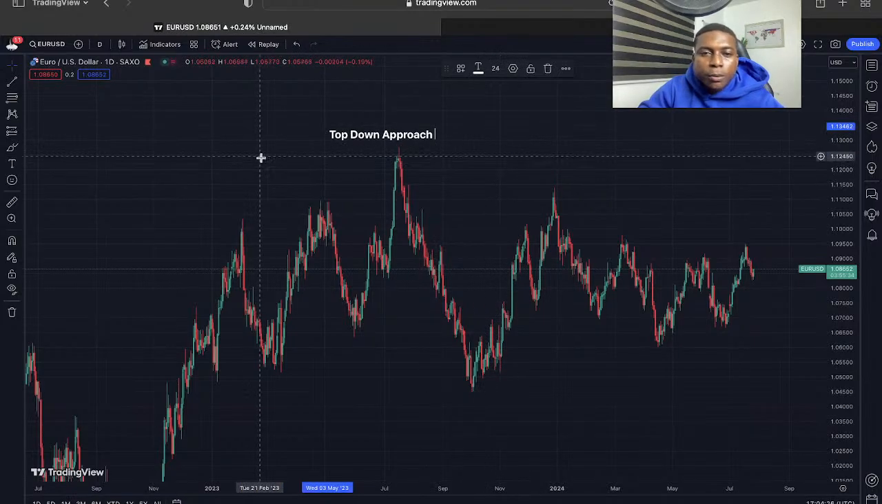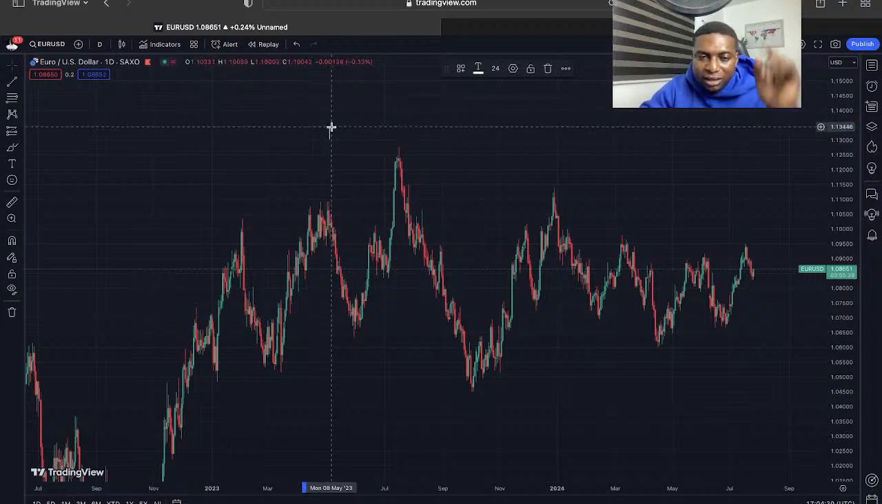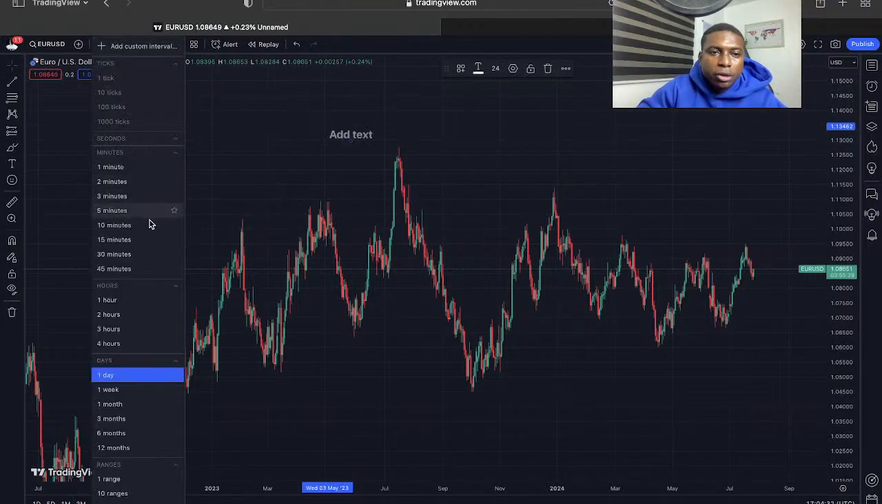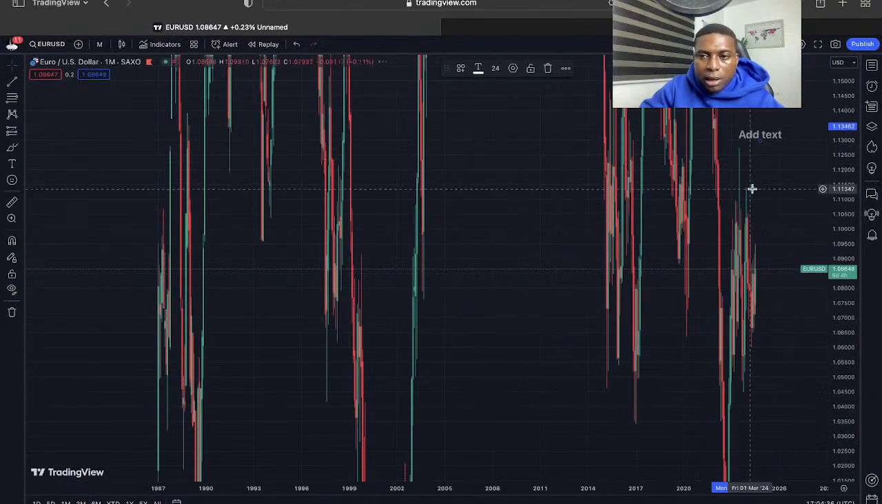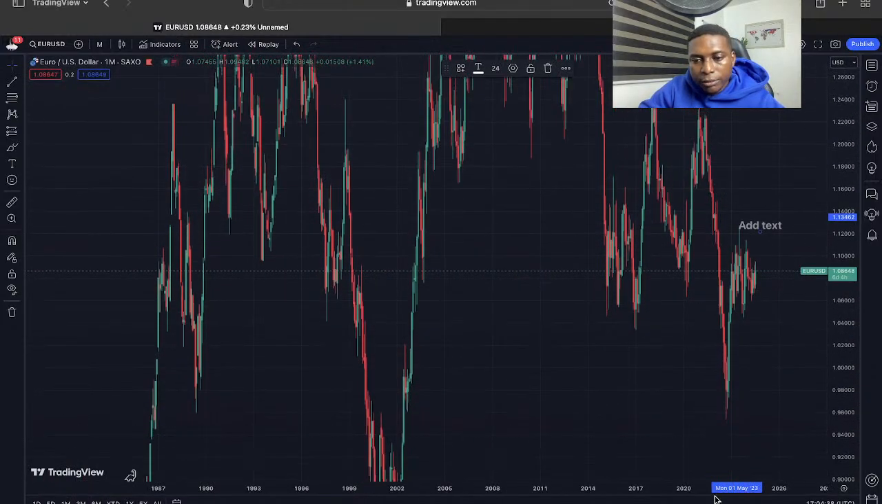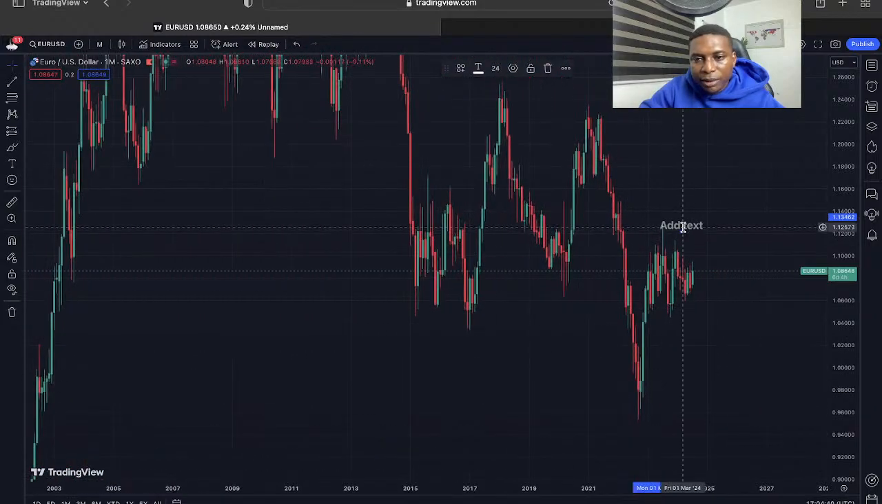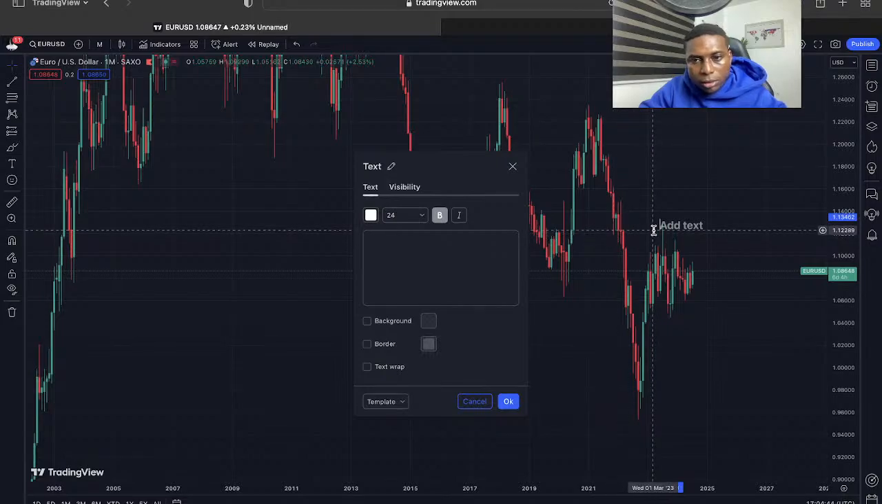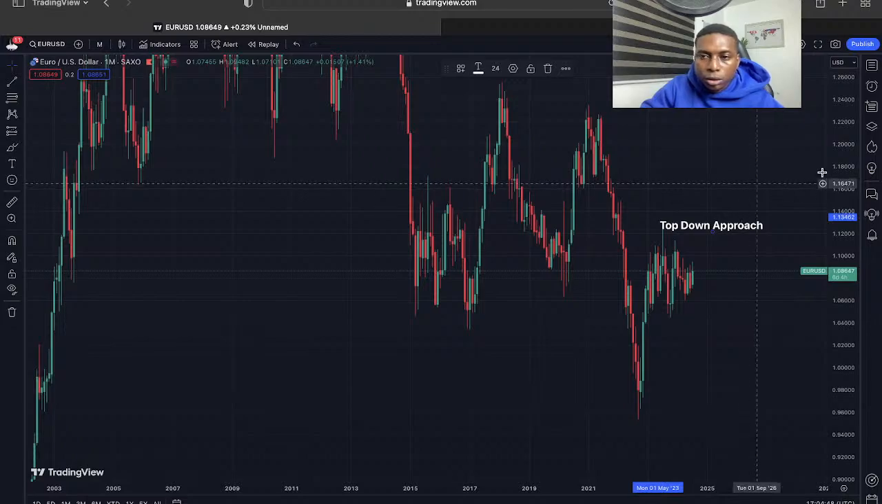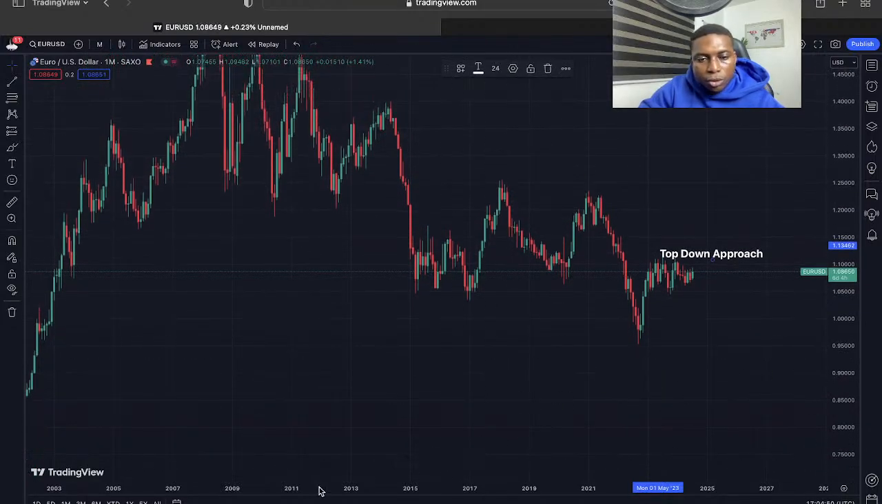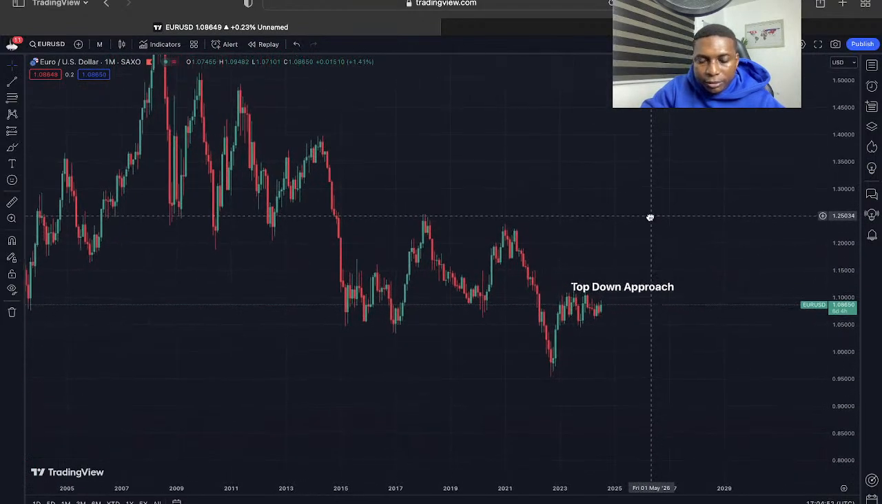In our top-down approach, we'll be coming from the higher time frame to the lower time frame. For the higher time frame, we use monthly as our starting point. We use the monthly time frame as our starting point.